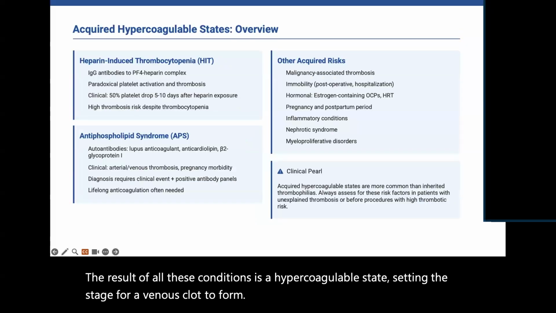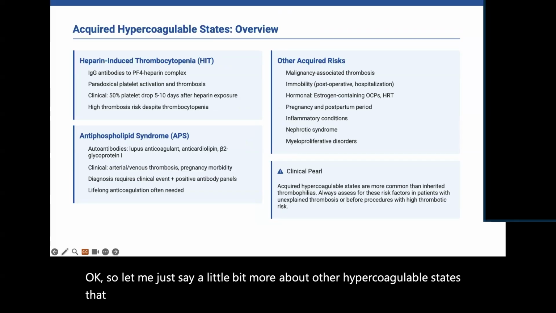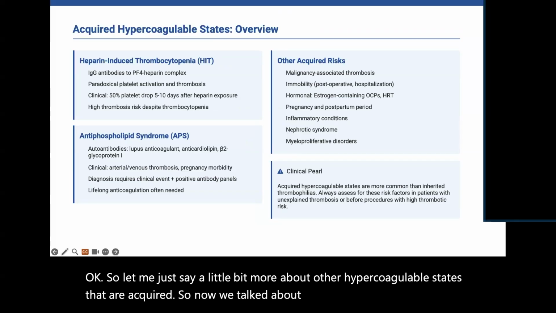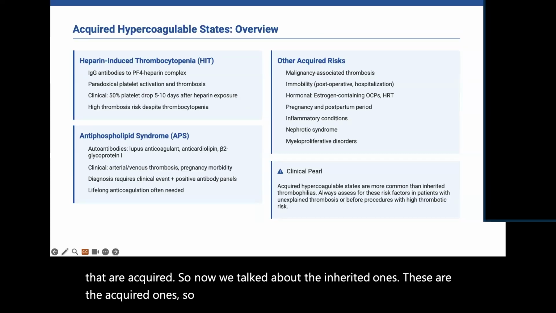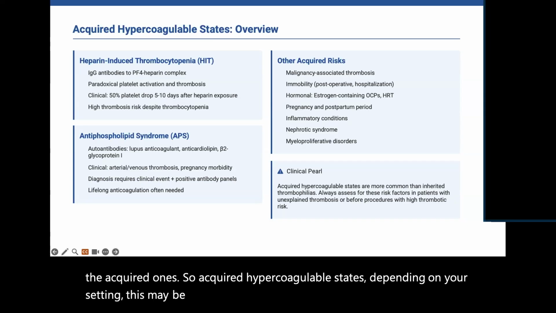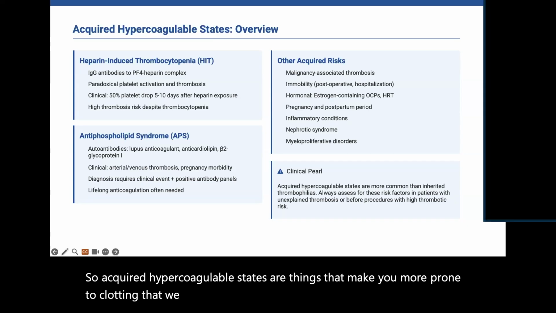Okay, so let me just say a little bit more about other hypercoagulable states that are acquired. So now we talked about the inherited ones. These are the acquired ones. So acquired hypercoagulable states, depending on your setting, this may be more pronounced. Acquired hypercoagulable states are things that make you more prone to clotting that we gave to you, essentially.